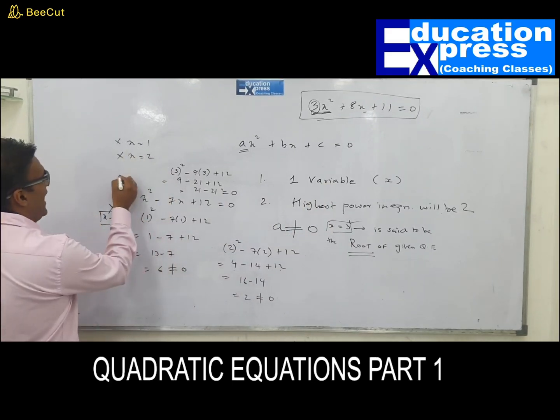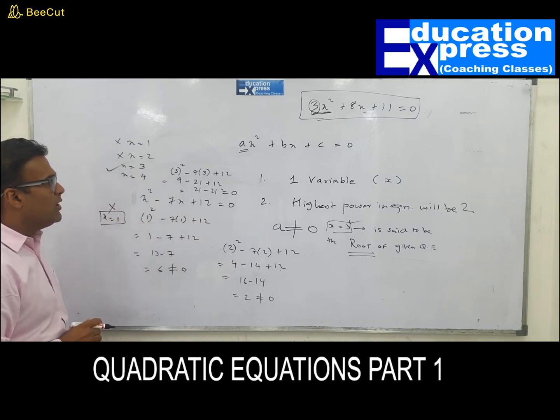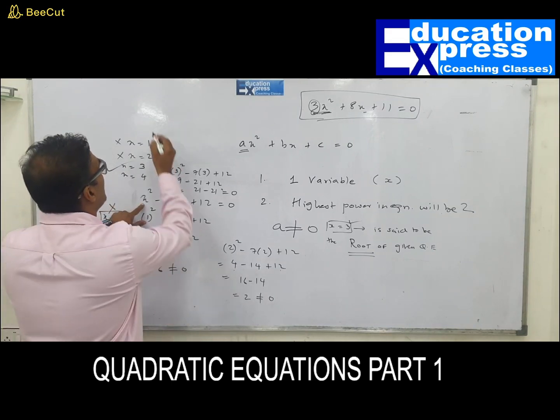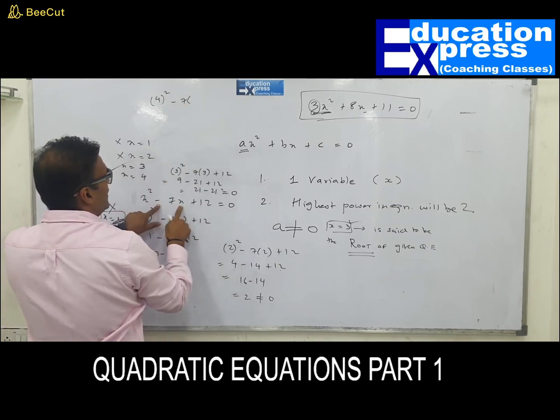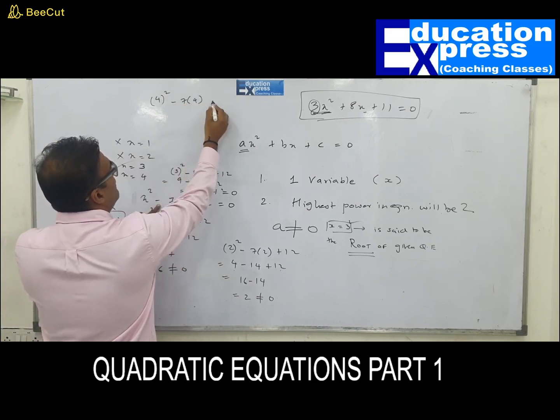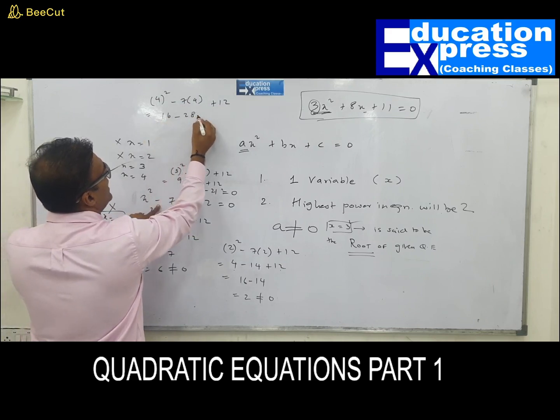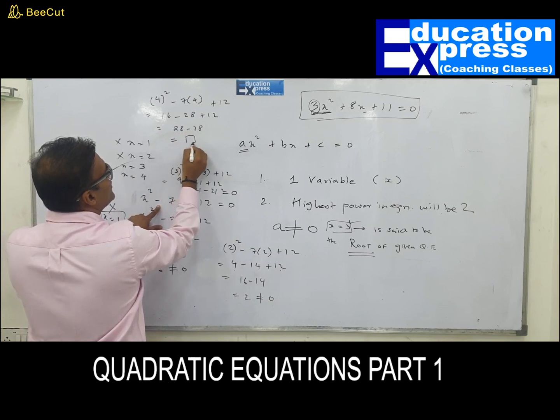So if I take x equals to 4, x equals to 3 is the correct root. So if I put x equals to 4 in the given equation, 4 squared minus 7 into 4 plus 12, this will result in 16 minus 28 plus 12. 28 minus 28, that's 0.